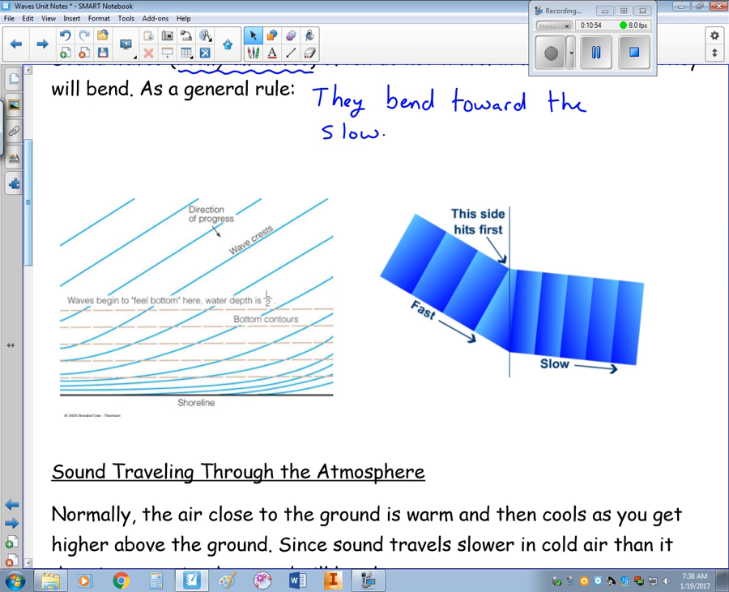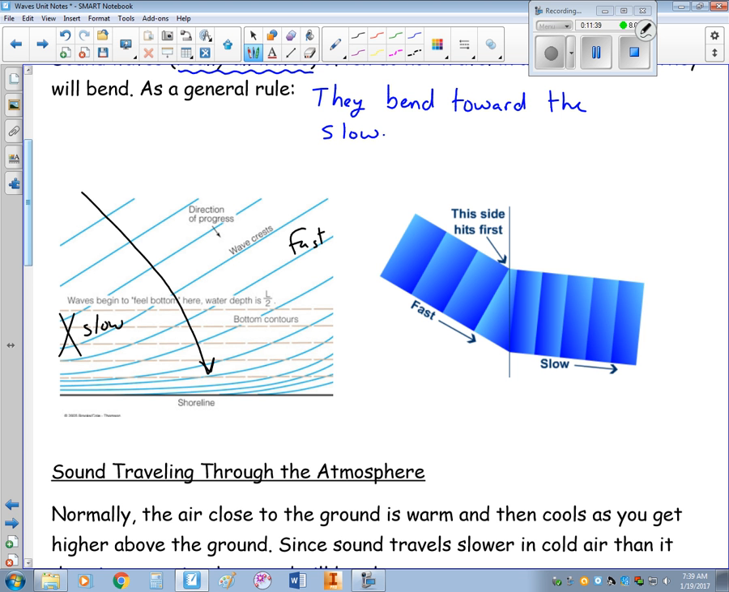So here we have some waves approaching the shore. Now, in the deep water, waves travel quickly. In shallow water, they slow down. So notice how this wave motion is bending, and if the waves are coming in at an angle, this side over here is going to hit the shallow water first and slow down. So this side would be the slow side. This side would still be fast. And notice how those waves are bending toward the slow. So as a general rule, waves always come in parallel to the beach.